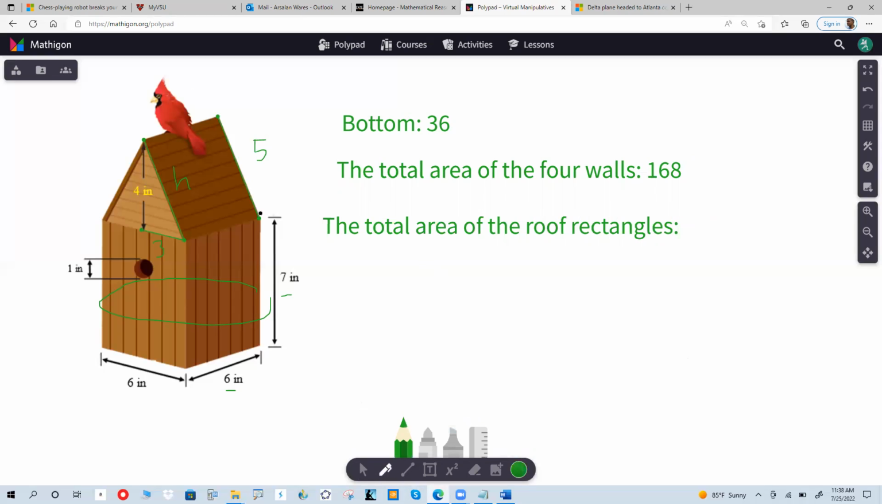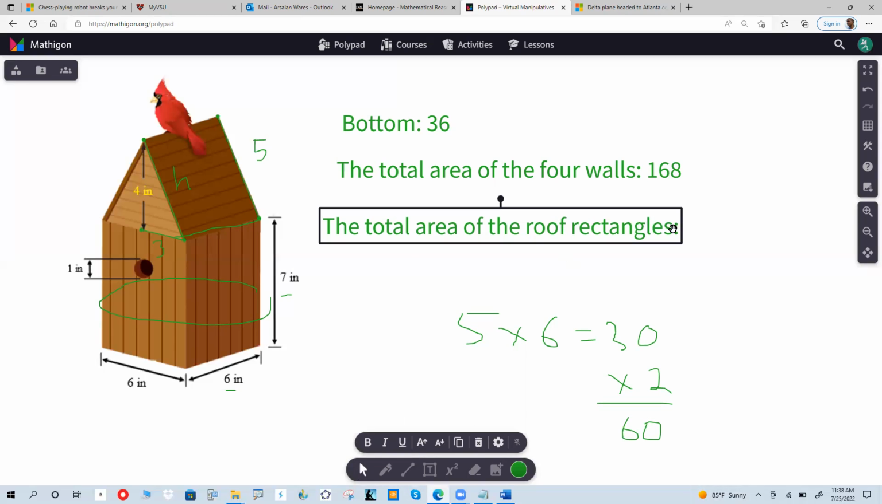If this side is 5 and this side is 6, it's going to be 5 times 6, which is 30. But you want to multiply it by 2 because there are two of them. So here we write 60.